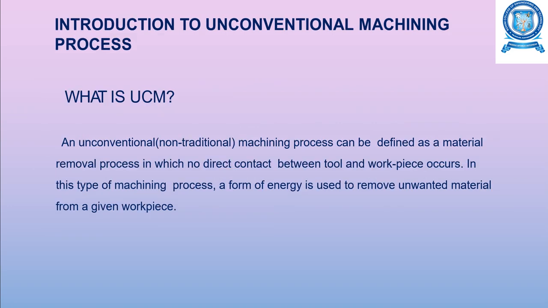So what is unconventional machining? Unconventional machining is also called non-traditional machining process. That is defined as a material removal process in which there is no direct contact between the tool and the workpiece. In this type of machining process, a form of energy is used in order to remove the unwanted material from a given workpiece.